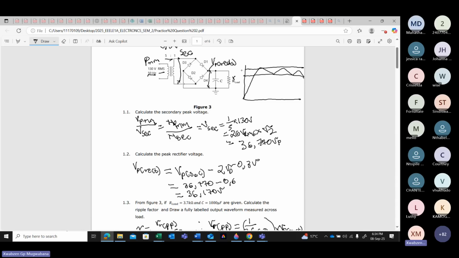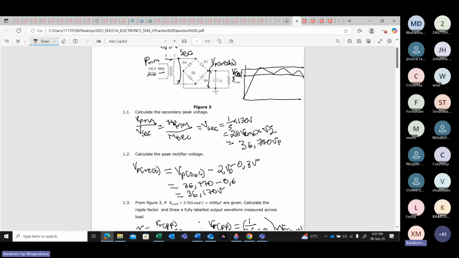With this filtered signal, you will start seeing that the magnitude from here to here, that is your V peak. So that is your V, not V peak. Sorry, let me do this. That is your V ripple peak to peak. This voltage that you see here, that is your V ripple peak to peak.